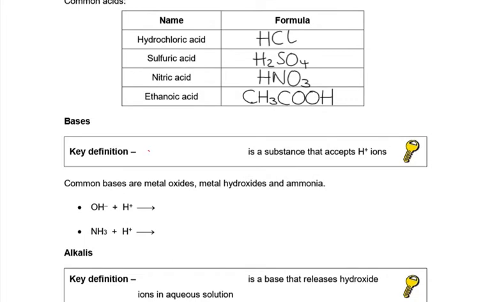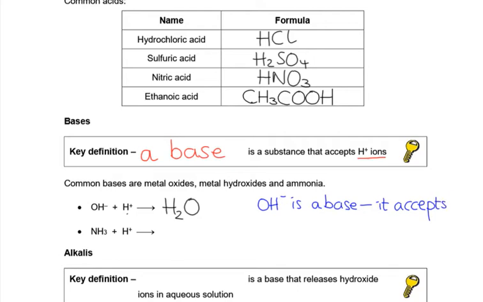And then we've got a base. So what is a base? A base is the thing that accepts the H plus ion, so it might be referred to as a proton acceptor. From the acid it's going to accept the protons. So if we look at this example here, we've got an OH minus acting as a base. This is a hydroxide ion acting as a base because it's going to accept a proton to form water. The hydroxide ion is the base. So OH minus is a base. It accepts, which is the definition, H plus.